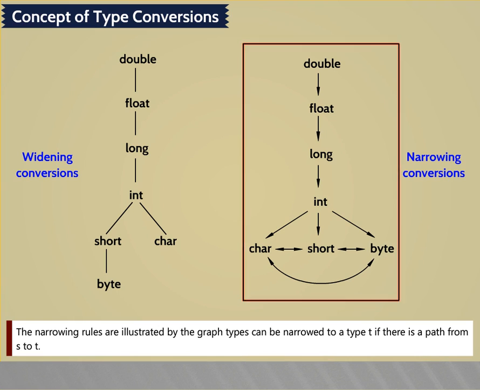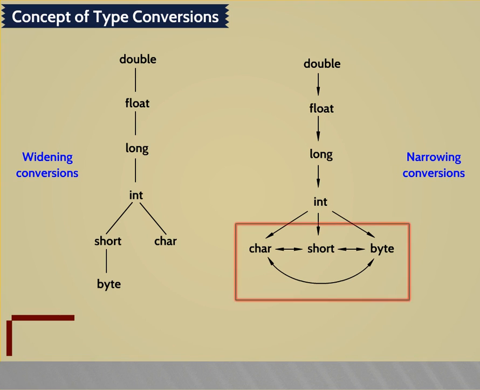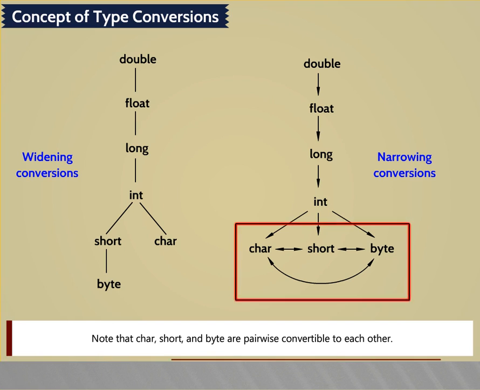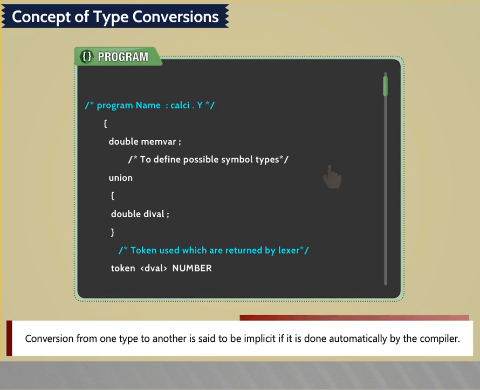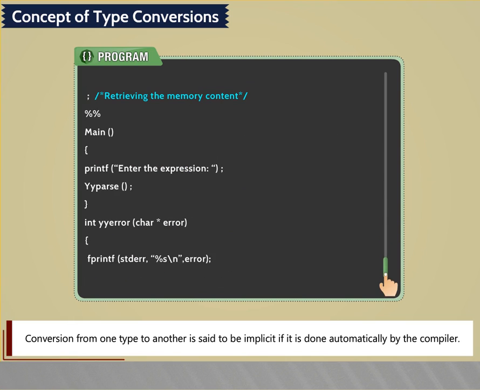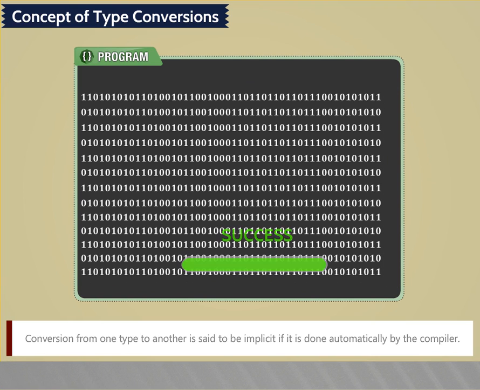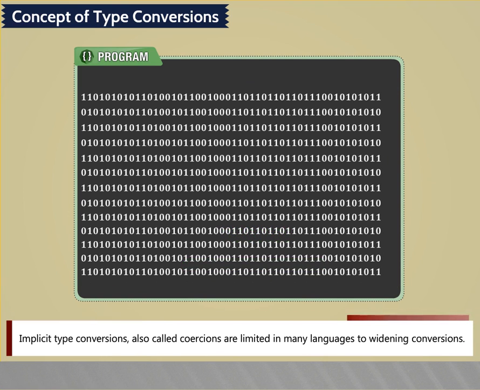The narrowing rules are illustrated by the graph. Types can be narrowed from S to a type T if there is a path from S to T. Note that char, short and byte are pairwise convertible to each other. Conversion from one type to another is said to be implicit if it is done automatically by the compiler. Implicit type conversions, also called coercions, are limited in many languages to widening conversions.